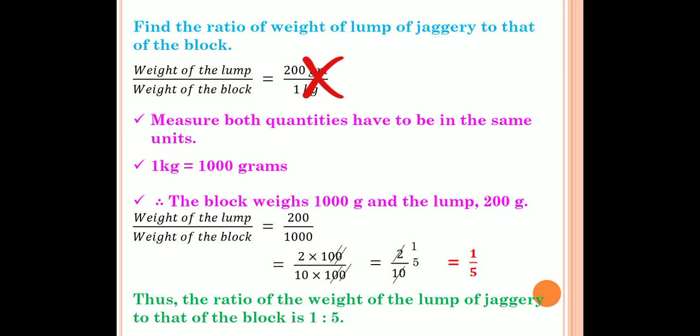So this is an important point that you have to remember about ratio: when you are solving a sum related to ratio, you have to always check that if a unit is given to you, the unit has to be the same in the numerator and in the denominator. If it is different, you have to convert it and make it into the same unit.